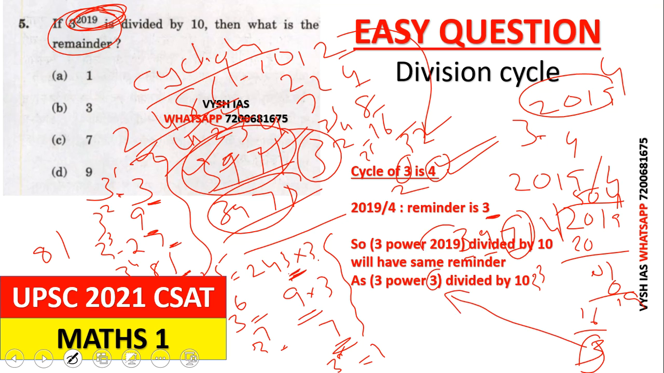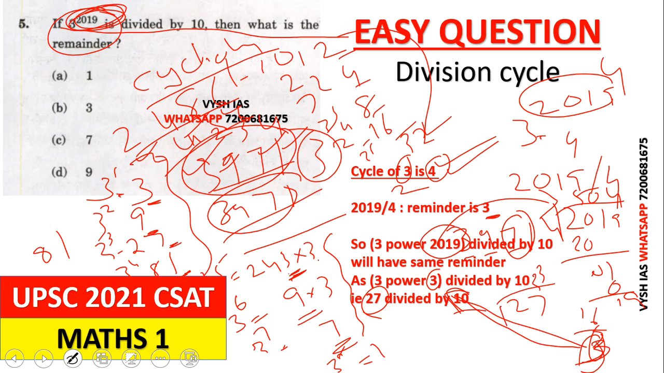Whenever we get a big number, divide it by the cyclicity. Whatever remainder you get, take that as the power now. Instead of reading the question as 3 power 2019 divided by 10, you can read it as 3 power 3 divided by 10. And that is very simple now. 3 power 3 is 27. 27 divided by 10: 10 into 2 is 20, and 7 is the remainder. So 3 power 3 divided by 10 gives 7. That means 3 power 2019 divided by 10 is also 7. The answer is 7.